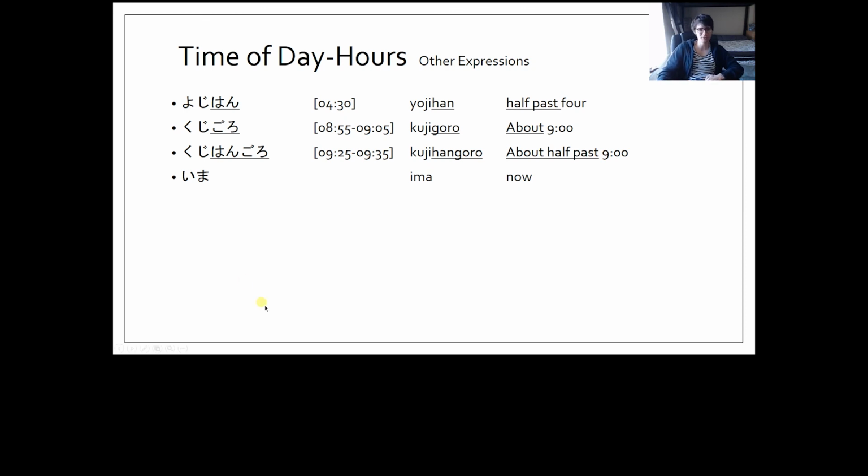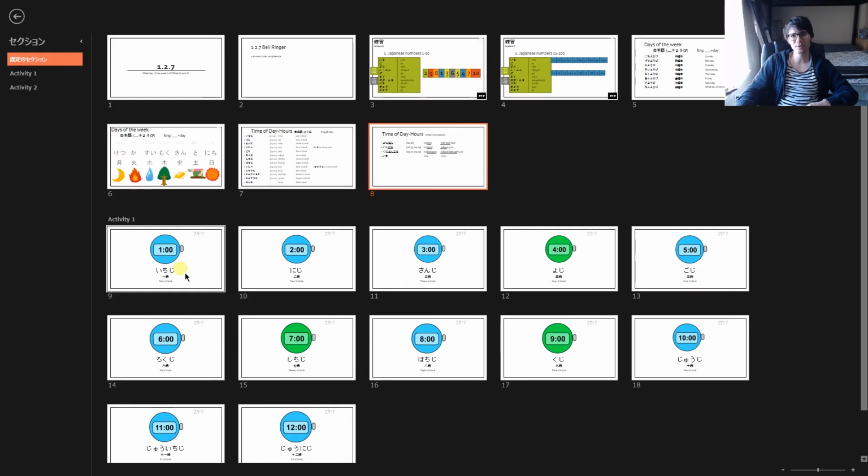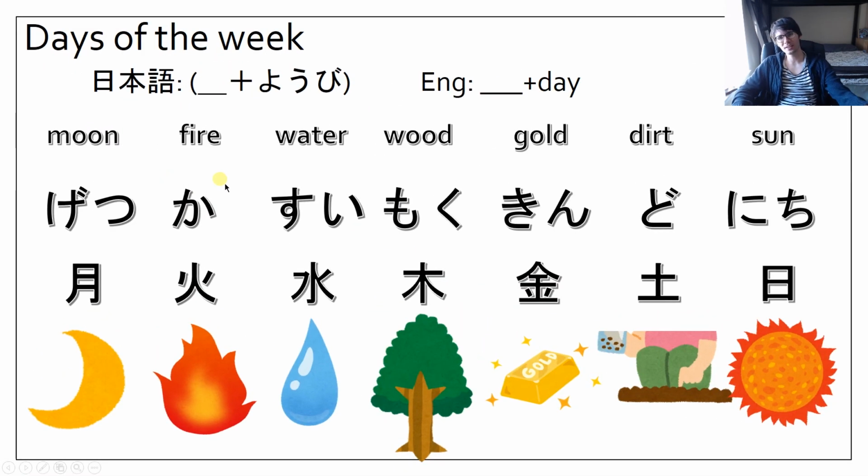Alright, so next thing we're going to focus on are the days of the week. Days of the week are kind of cool because they sort of follow this pattern. Here we have moon, fire, water, wood, gold, dirt, and sun. And the kanji that represent the days of the week are here on the bottom, and this is what they mean. So this kanji, which is read as getsu in this situation, means moon. This kanji means fire. This kanji means water. This one means tree, and this one means gold or money or metal, kind of depends based on context. Then this kanji means dirt, and then this one means the sun.